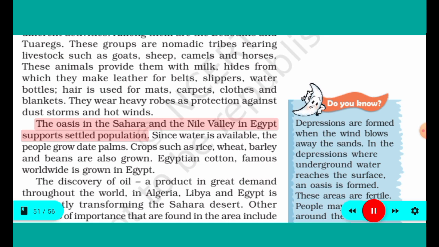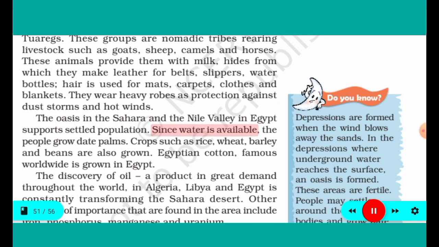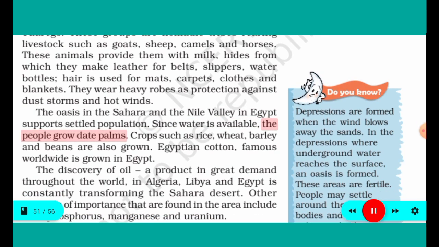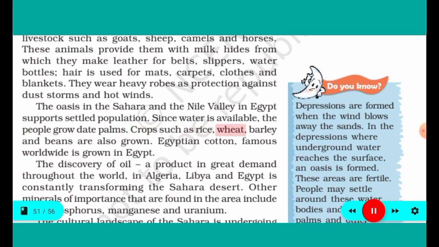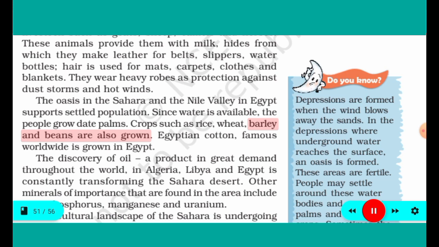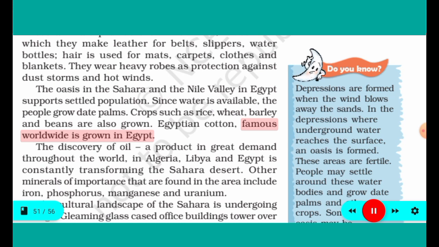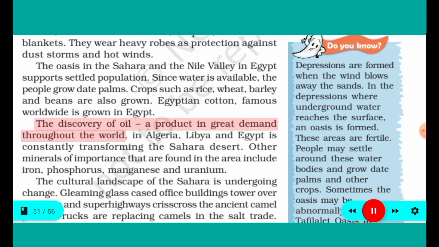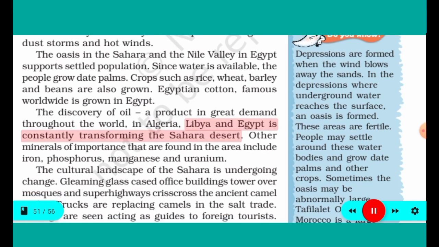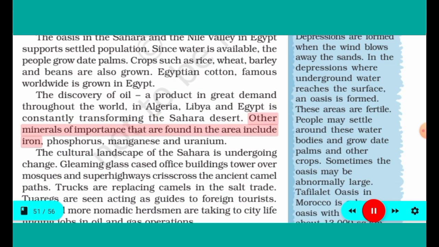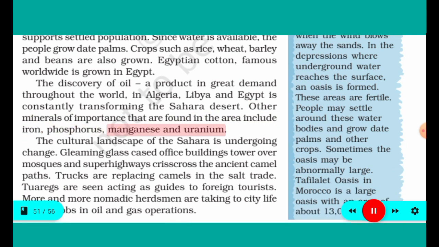The oasis in the Sahara and the Nile Valley in Egypt support settled population. Since water is available, the people grow date palms. Crops such as rice, wheat, barley and beans are also grown. Egyptian cotton, famous worldwide, is grown in Egypt. The discovery of oil, a product in great demand throughout the world, in Algeria, Libya and Egypt is constantly transforming the Sahara Desert. Other minerals of importance that are found in the area include iron, phosphorus, manganese and uranium.